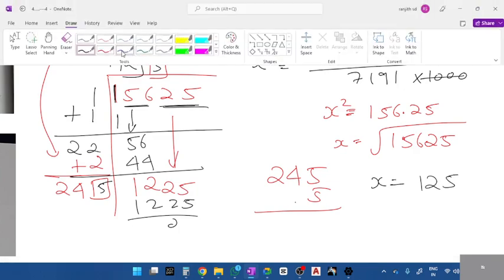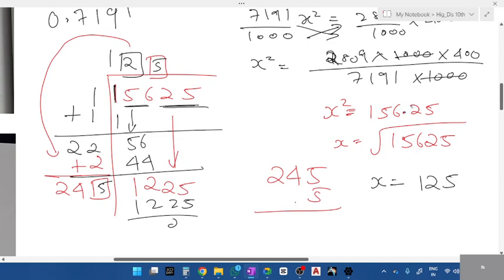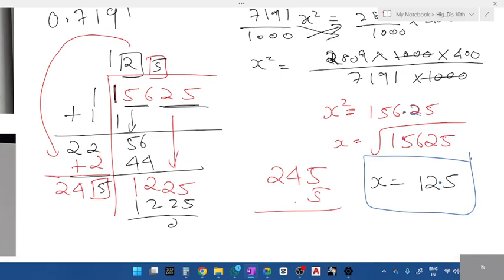But 125 is not the answer. How many decimal places do we have? 2. When there is a square root, how many decimal places, students? If you have two decimal places, it should be converted into 1. Remember this: for square root, if there are two decimal places, you write one decimal place in the last. So the answer is 12.5.